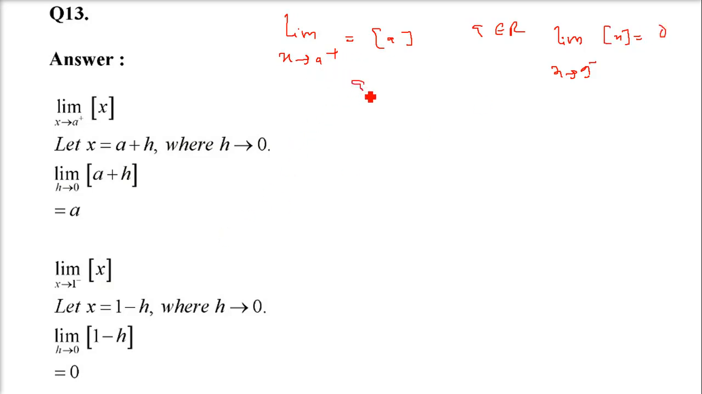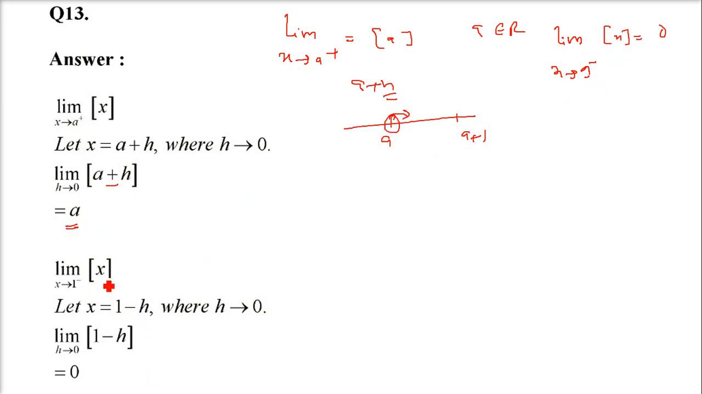Now you know a plus means you have to do a plus h. What is the function? The function is the greatest integer function. A plus h, just put a plus h. Now a is an integer and a plus 1 is the other integer. Whatever small h you add to a, it will always be a. Like in between 2 and 3, you add anything to 2, it will always be 2.